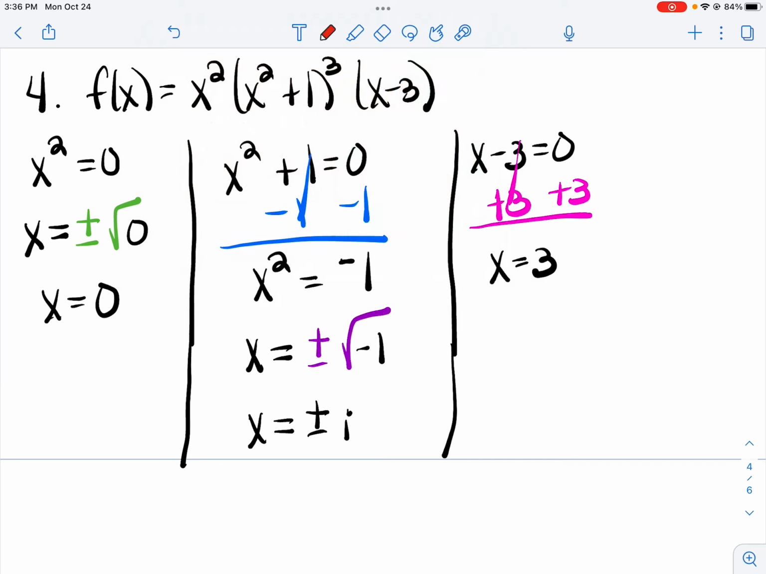Now I think about my multiplicities. So as I look at this first 0, which was 0, I look at the power of that x. Now notice the x is not in parentheses, so I look at the power of the x, and the power of that x is 2. And so 0 has a multiplicity of 2.